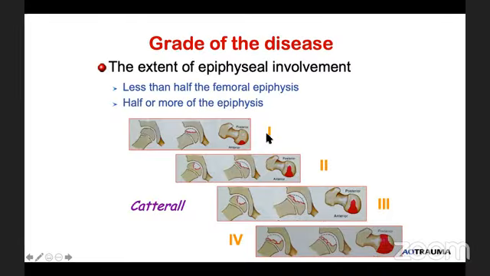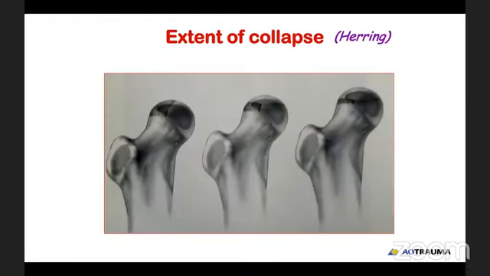That's what's really important. Trying to split hairs between Catterall 1 and Catterall 2, or between Catterall 3 and Catterall 4 is not so important. What is more important is to say less than half of the head involved, more than half of the head involved. Because what has been shown very clearly is that when you have more than half of the epiphysis involved, that epiphysis is now susceptible to further collapse and extrusion. So the grade of the disease is another prognostic indicator. When you have more than half of the head involved, then we know that that head is liable to have extrusion.